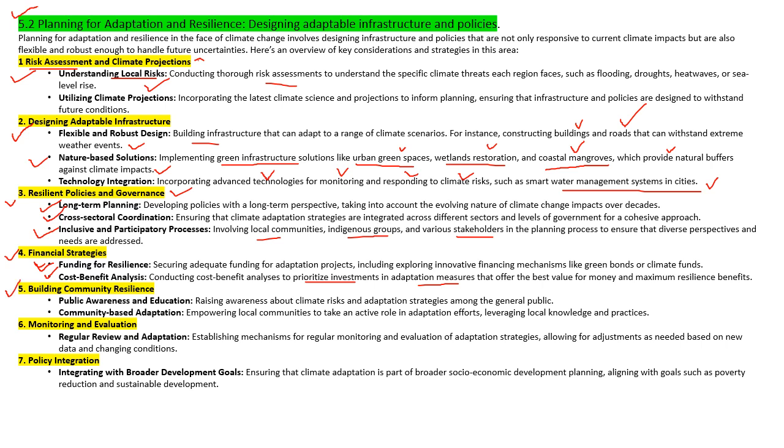The fifth point is building community resilience. For that, there is public awareness and education, and community-based adaptation. And the sixth is monitoring and evaluation. So regular review and adaptation is important for sustainable development. Then the policy integration. Integrating with broader development goals is very important to ensure the sustainable development of the regions. This was all about chapter 5. Thank you.